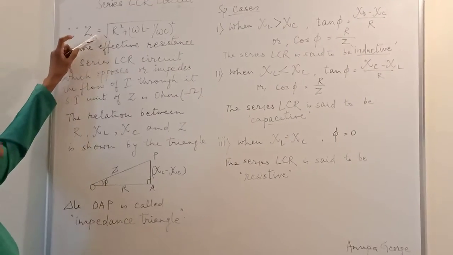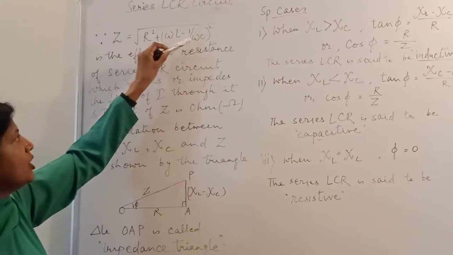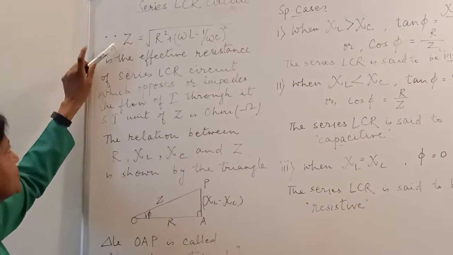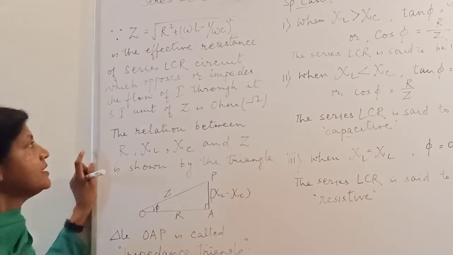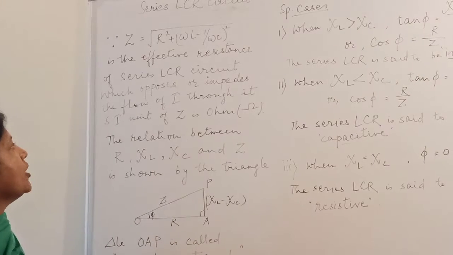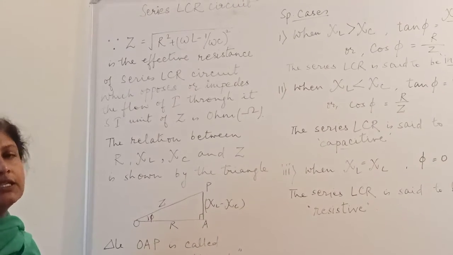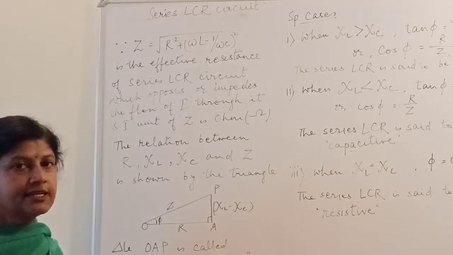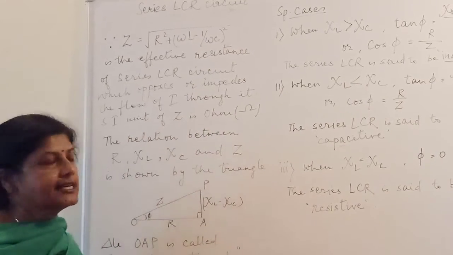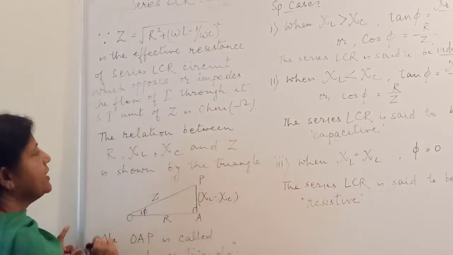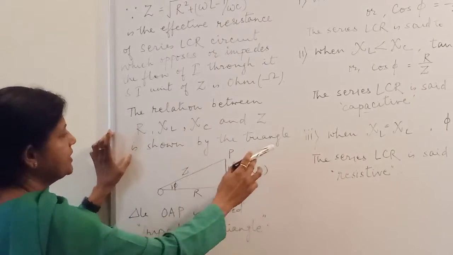Since Z is equal to square root of R square plus (omega L minus 1 upon omega C) whole square, this Z is the effective resistance of series LCR circuit, which opposes or impedes the flow of current through it. That's why it acts as a resistor. So SI unit of impedance Z is same as resistance, that is ohm.